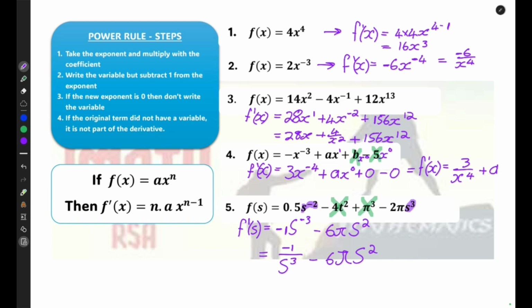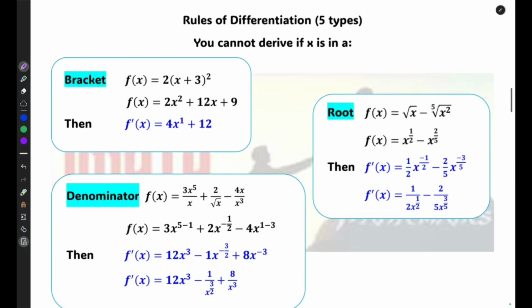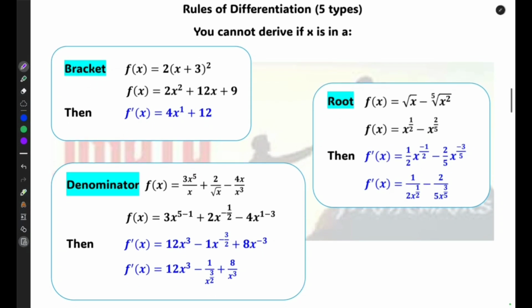Now, unfortunately, it cannot stay this easy. So this is why they call this section the rules of differentiation. So there's a few things you need to look out for before you can do the derivative. So let's look at all the rules of differentiation.